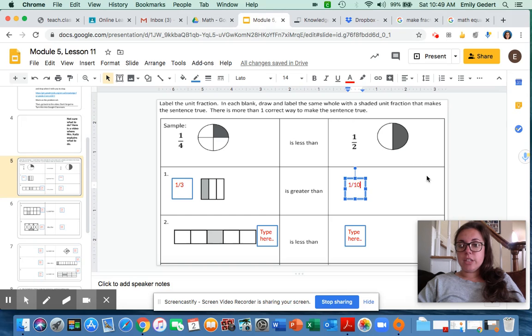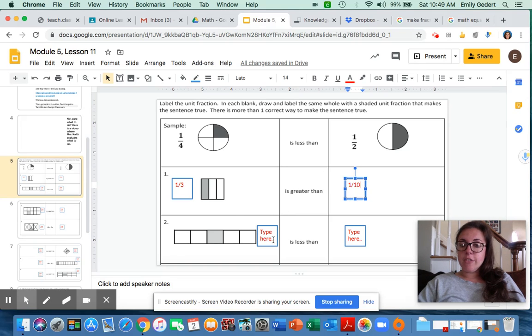Now, the directions do say to include a model in your picture. You can either draw it on a piece of paper, or I'm just looking to see if you kind of get the whole idea of the size of fractions. So I really just need to see the number. Okay, so I'm going to leave that one there for you.